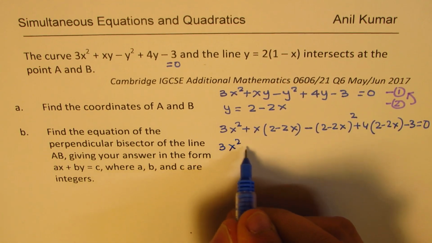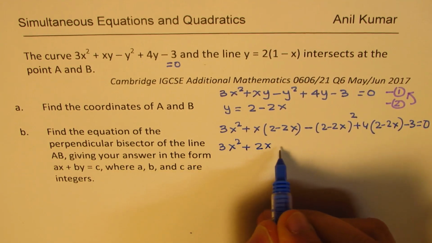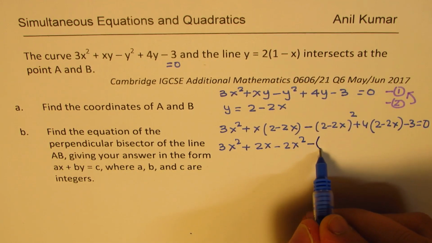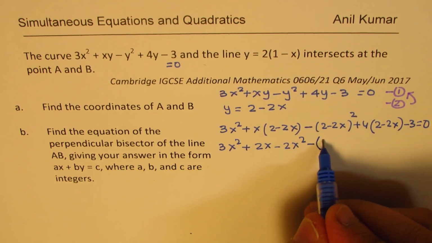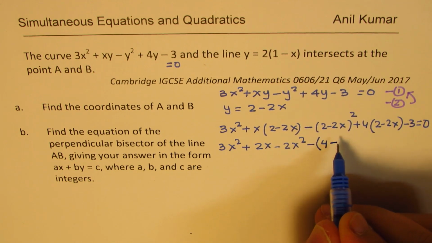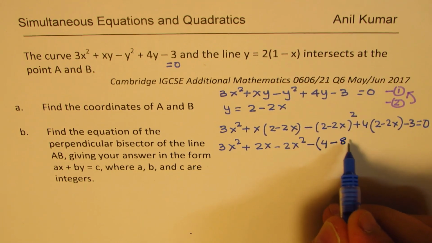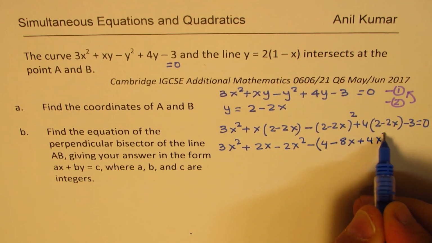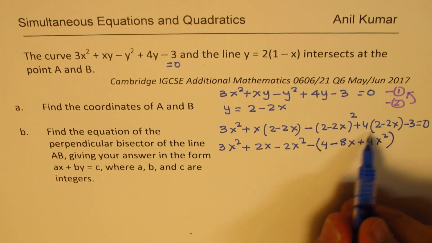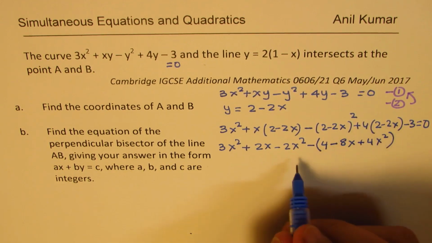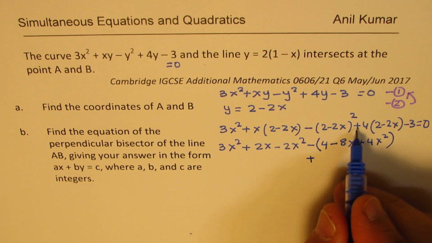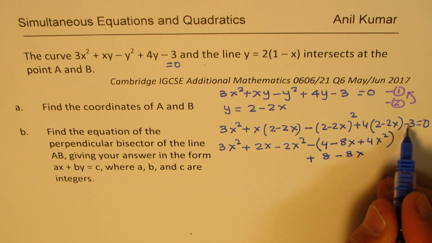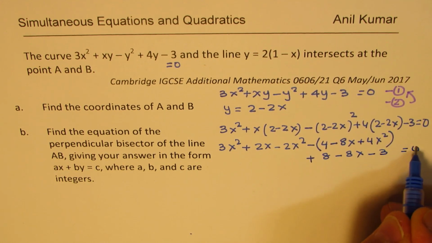Let's write down 3x squared plus 2x minus 2x squared. And this, let's write in a bracket and expand: 2 squared is 4, minus 2ab, that means 2 times 2 times 2x, which is 8x, plus b squared, which is 2x squared, will give us 4x squared. Plus 4 times this, so let's write this as plus 4 times 2 is 8, and that gives you minus 8x, and this is minus 3 equals 0.